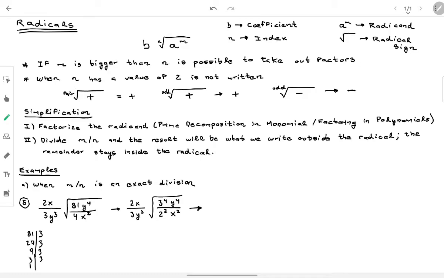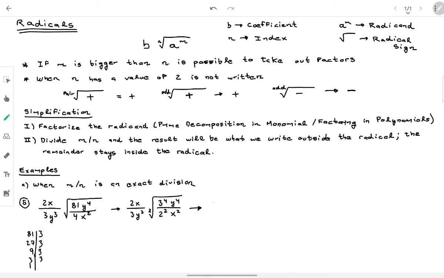Remember, when we don't have an index here in the root, that means it's like having a square root, a number 2 here. We don't need to put it because it's going to be incorrect if we put it, because normally we don't put it if it's a square root. But let's put it here for explanation purposes.